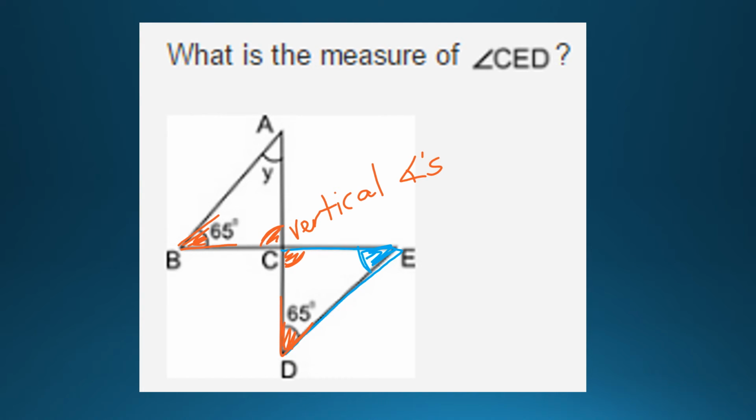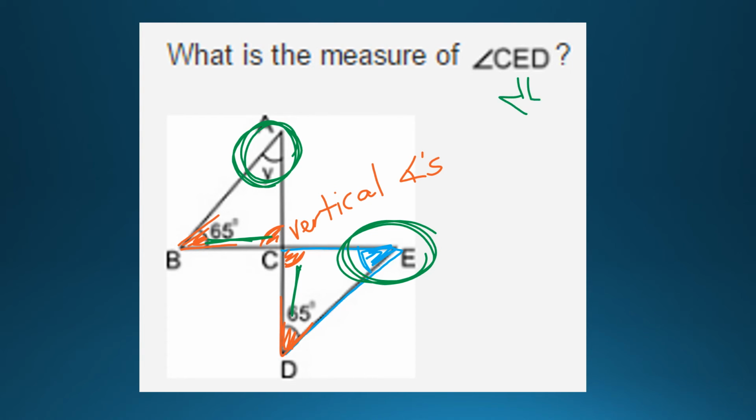And remember, in a triangle, angles always add up to 180. So if these are the same in a triangle, when you subtract from 180, whatever you get would be this answer. And it would be the exact same thing for this. So these two triangles would actually be similar, or congruent. In other words, that means all of the angle measurements would be the same. So angle CED would be y degrees.